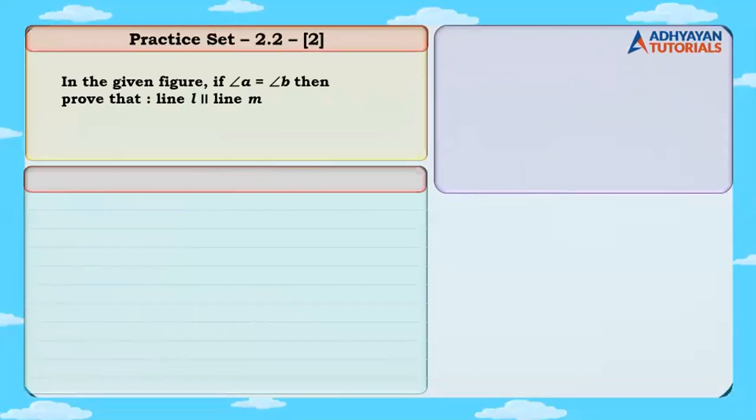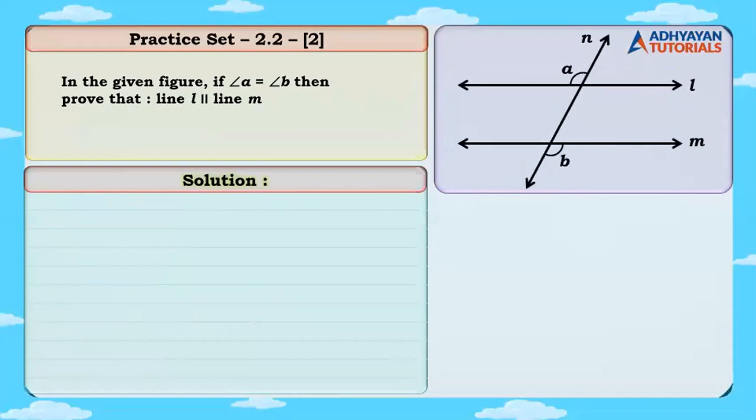Next up, practice set 2.2, question number 2. In the given figure, if angle A is equal to angle B, then prove that line L is parallel to line M. So it is given, children, right? It is given that angle A is equal to angle B. This angle and this angle are equal. We need to prove that the lines are parallel.